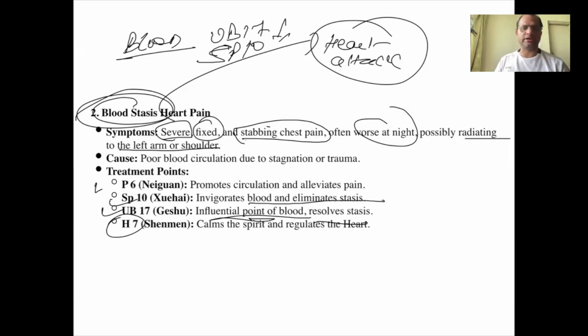Heart 7 को लगाइए और pericardium 6. Pericardium 6 is a very good point for pain. In this condition, I generally focus on the pericardium channel.